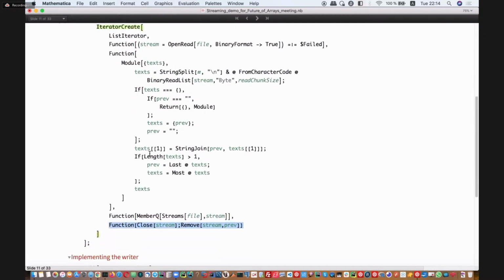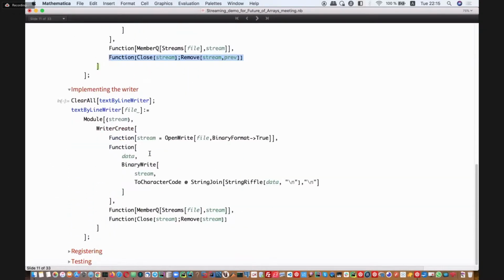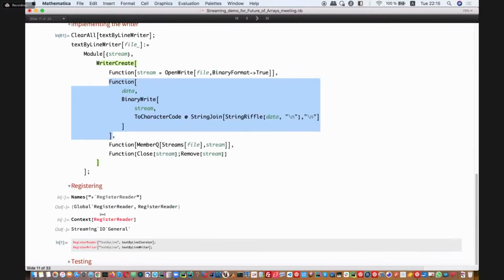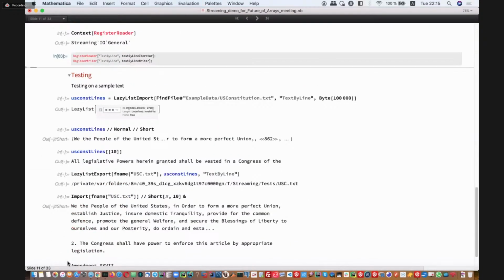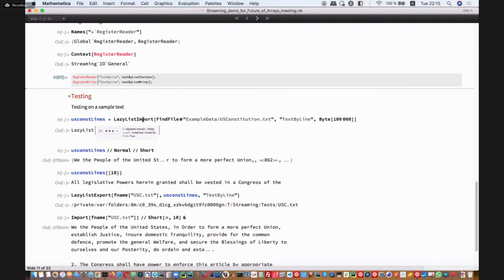Yeah, but surely. And then there is another thing called writer, which is another interface where you have to implement opening the write, then writing the next chunks. Then the next thing you do, you register this writer and reader, and then here I'm importing the US Constitution text, and now there is this lazy list import, which is a function for lazy list, but it could conceivably be integrated with the import at some point. This is the name of this format that we have defined, and here we go.